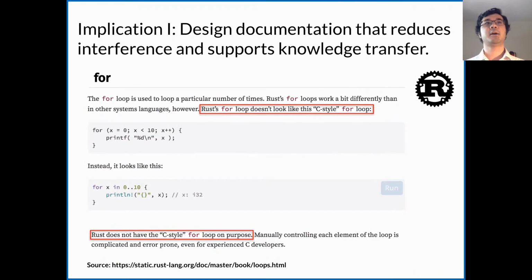Well, I'm going to discuss the first one, which is design documentation that reduces interference and tries to support knowledge transfer. The Rust documentation is a good example of this. They continually make comparisons to C and C++.